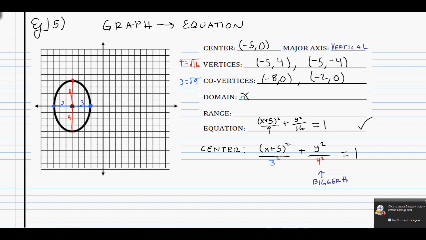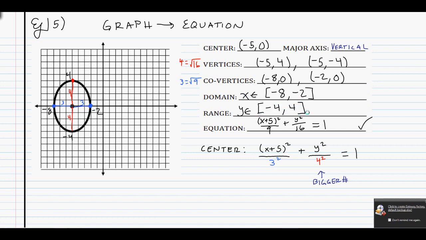And then for domain and range, really quickly, the domain will be the smallest x value to the biggest one. The smallest one's right over here at -8. The biggest one is at -2. So our domain is -8 to -2. Actually, you can kind of see that implied to us in the covertices. And then for the range, it'll be -4 all the way up to +4, because again, the smallest value is -4, biggest one is +4. And so we have our range as well.